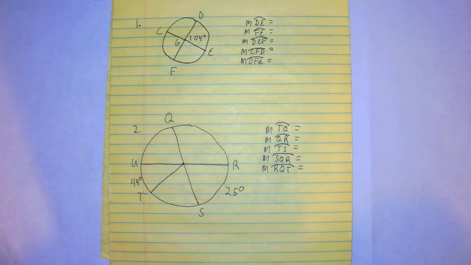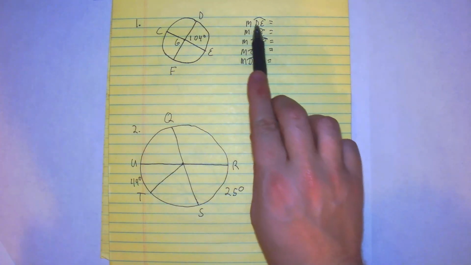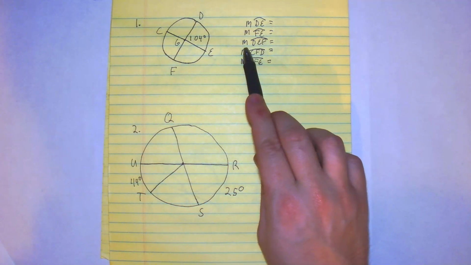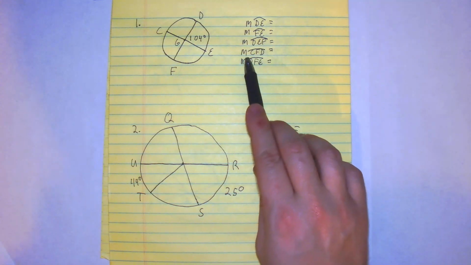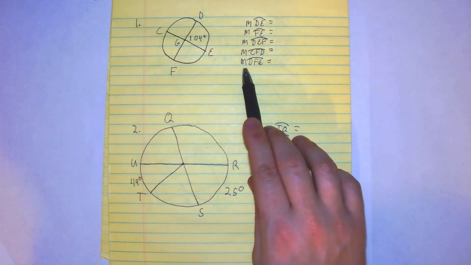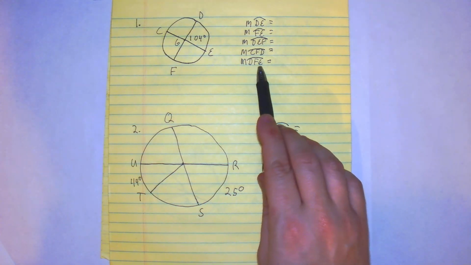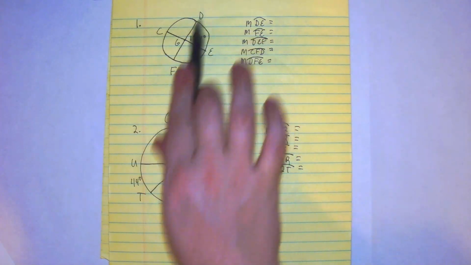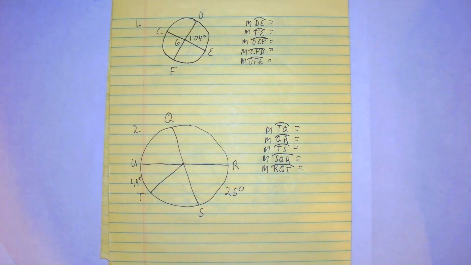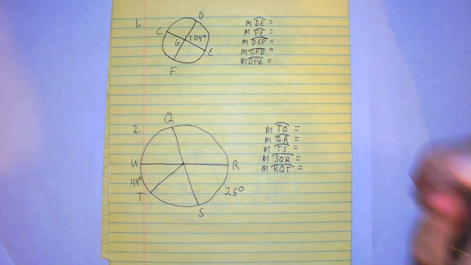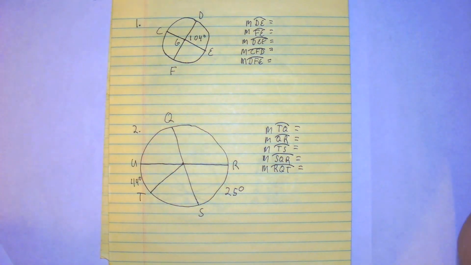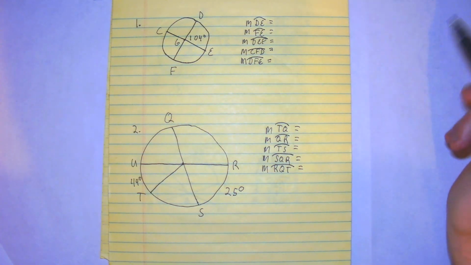We're looking at number 1. Number 1 says we want to find the measure of arc DE, measure of arc FE, measure of arc DEF, and measure of arc CFD, and the measure of arc DFE. So what we have here is two diameters, CE and DF, and the way we can go about this is we can start moving some things around.